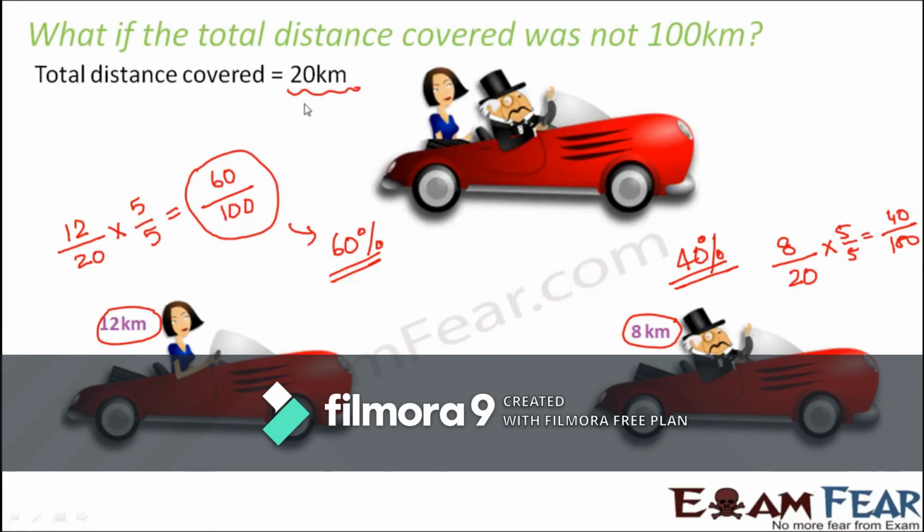For example, when it is 20 kilometers, then 60% of 20 kilometers is 12 kilometers. When it is 100 kilometers, then 60% of 100 kilometers is 60 kilometers. So in that fashion, as the total distance changes, the exact distance covered by each of them will also change.